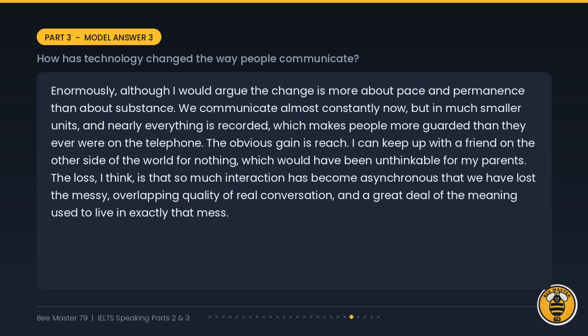Enormously. Although I would argue the change is more about pace and permanence than about substance. We communicate almost constantly now, but in much smaller units. And nearly everything is recorded, which makes people more guarded than they ever were on the telephone. The obvious gain is reach. I can keep up with a friend on the other side of the world for nothing, which would have been unthinkable for my parents. The loss, I think, is that so much interaction has become asynchronous that we have lost the overlapping quality of real conversation, and a great deal of the meaning used to live in exactly that mess.